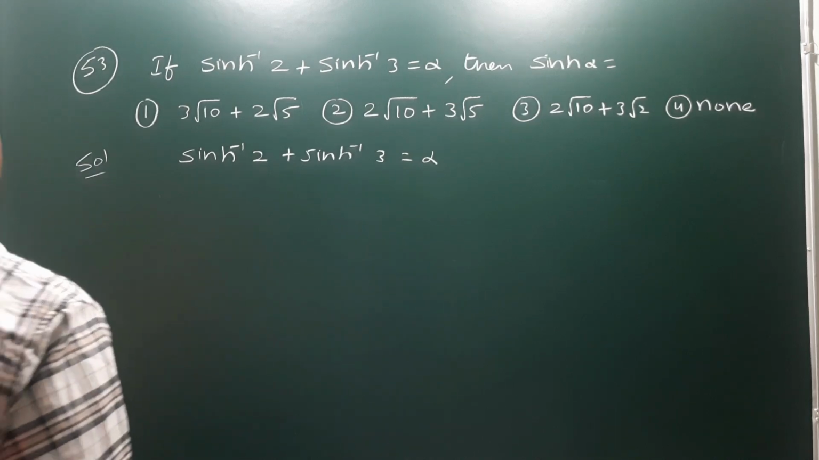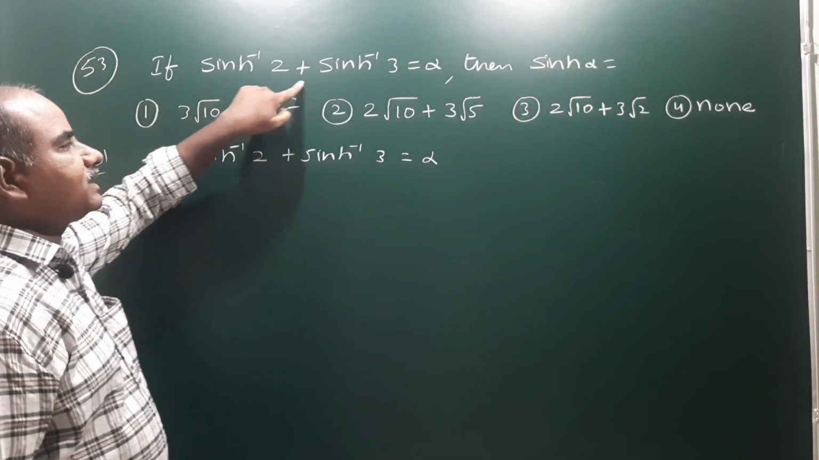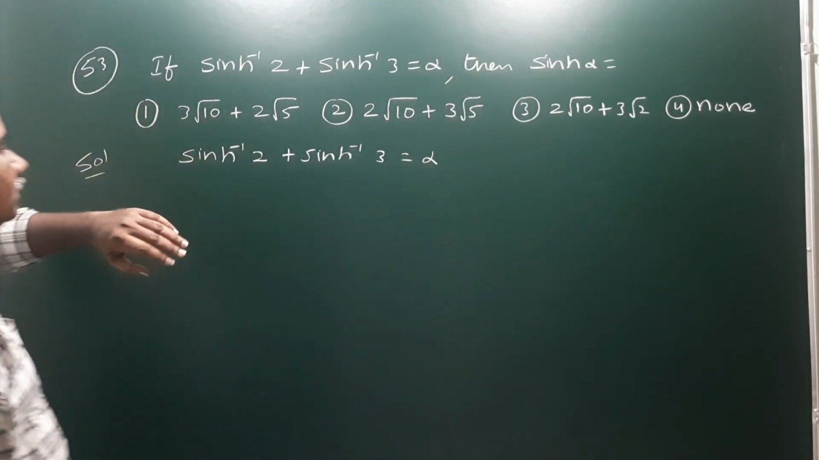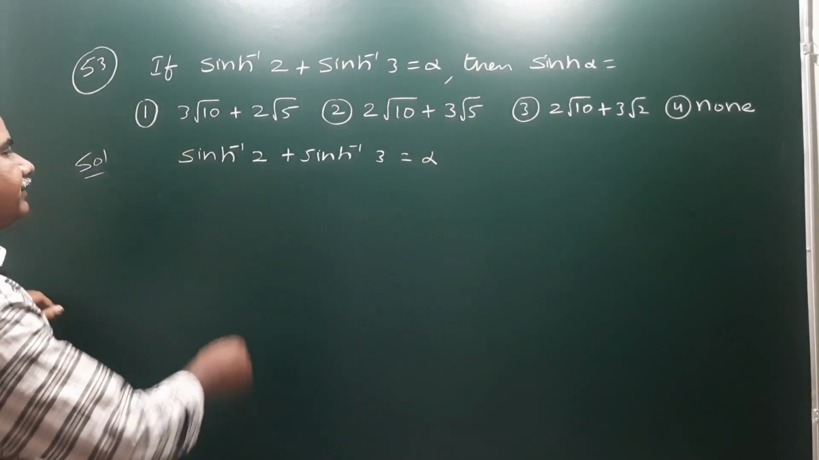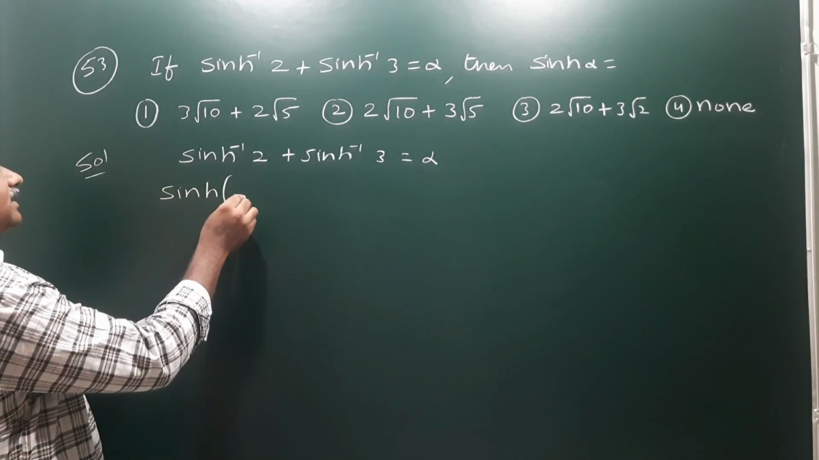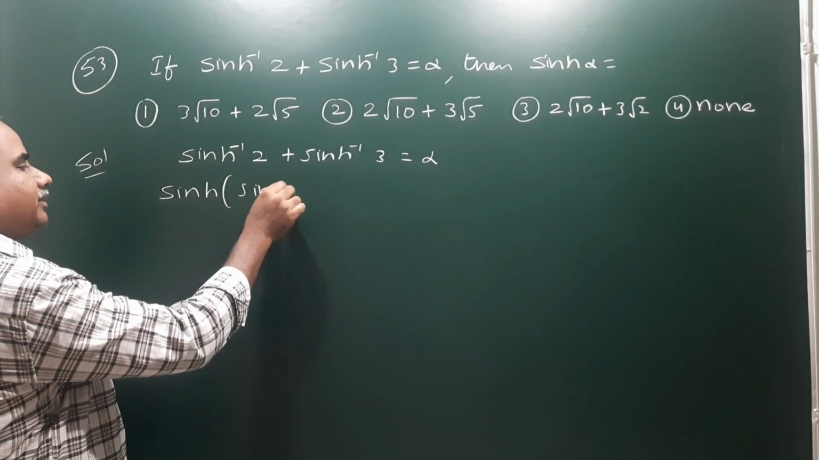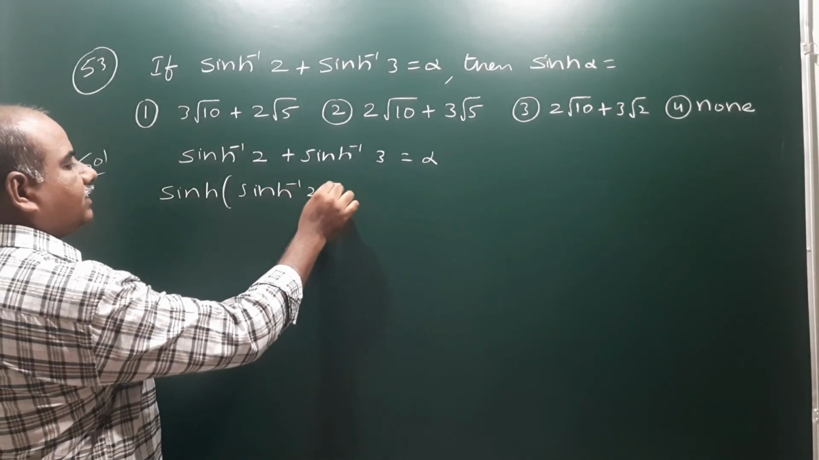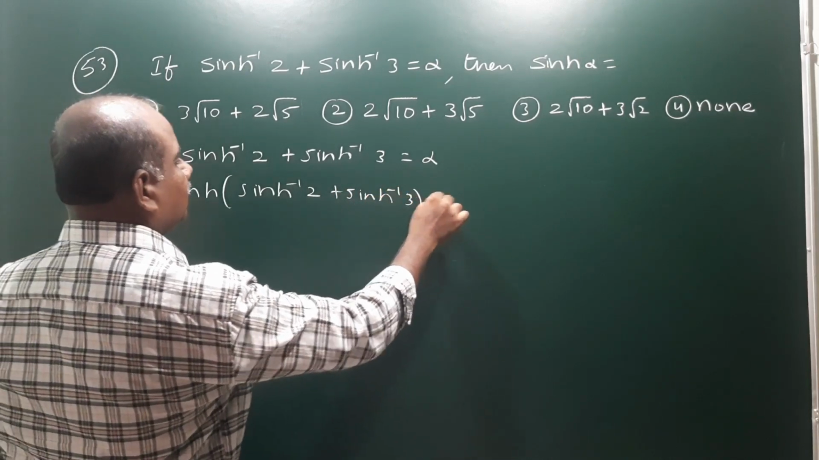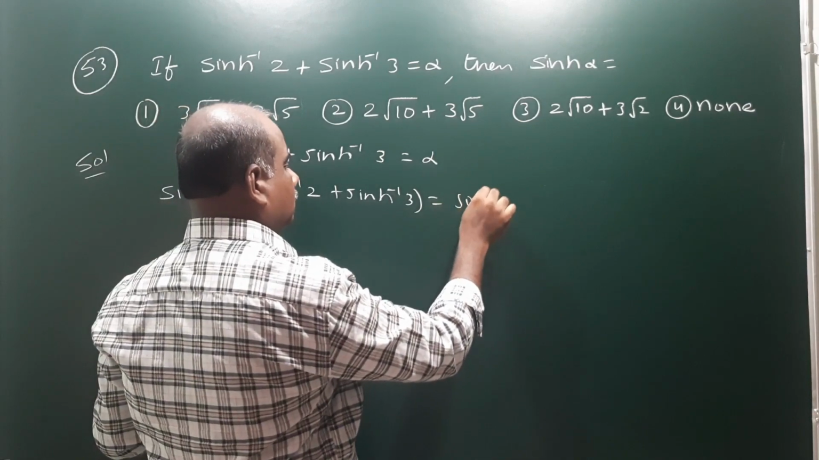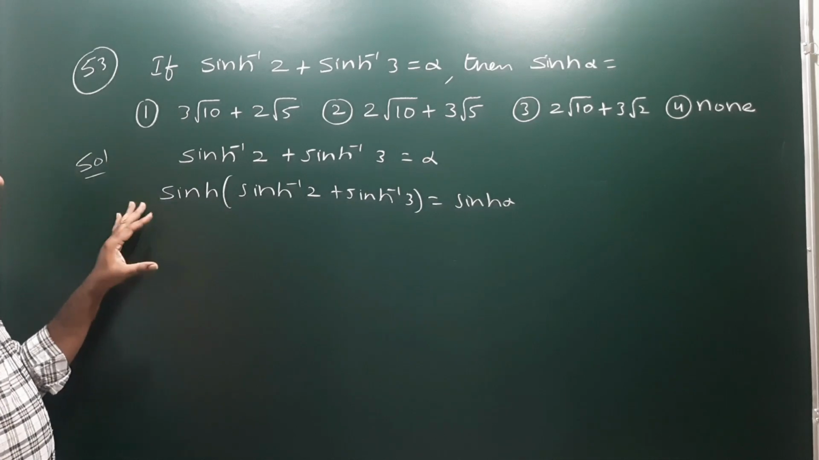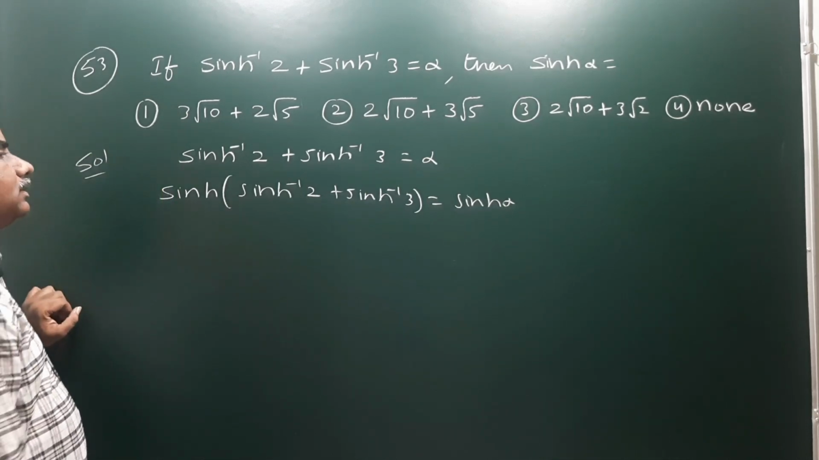Okay, 53rd one. Sinh inverse 2 plus sinh inverse 3 is equal to alpha. Then we have to find the value of sinh alpha. This is the given statement. So take sinh on both sides. That means sinh of sinh inverse 2 plus sinh inverse 3 is equal to sinh alpha. Taking sinh on both sides is the next step.